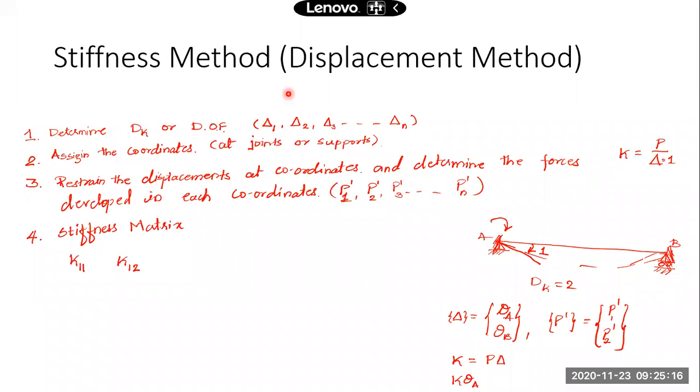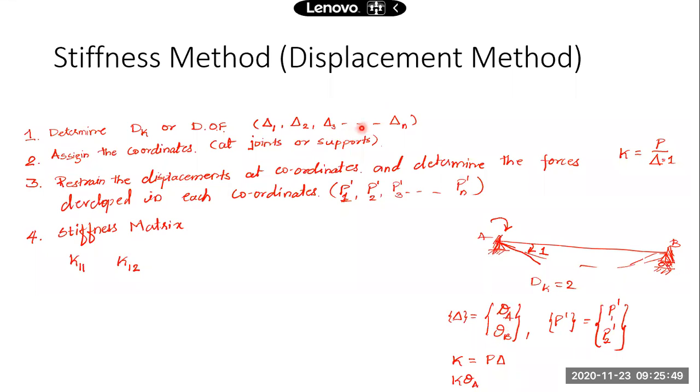Is that clear? In the first 2 steps, kinematic indeterminacy is identified and the coordinates are assigned. Immediately I can write what my unknown displacements are in these 2 steps. I'll be able to write the displacement matrix. What is my displacement matrix? Say in this beam, theta A and theta B. The displacement matrix consists of 2 elements, theta A and theta B, which are the unknown displacements. So like this, I'll be able to write the displacement matrix here.